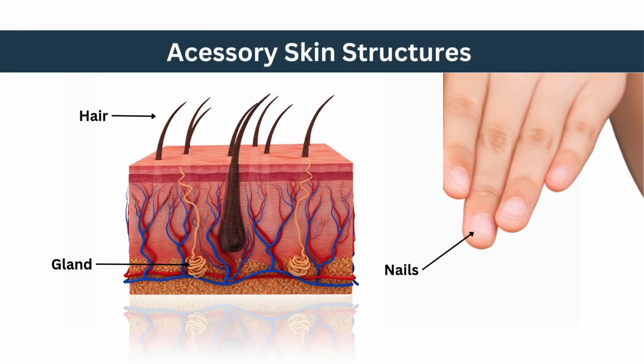Accessory structures, or secondary structures, of the skin include hair, nails, and glands. The glands include sweat glands and sebaceous glands.